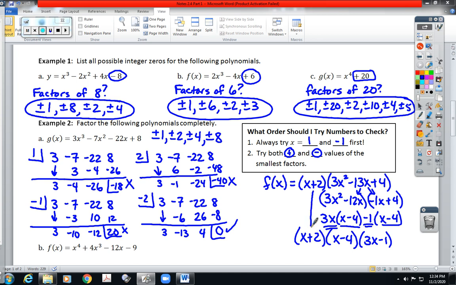I bring this factor down and put it in front, and that is f of x in its factored form, x plus 2 times x minus 4 times 3x minus 1.